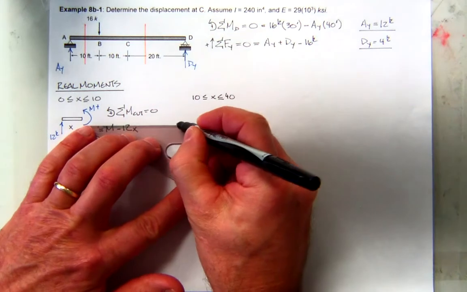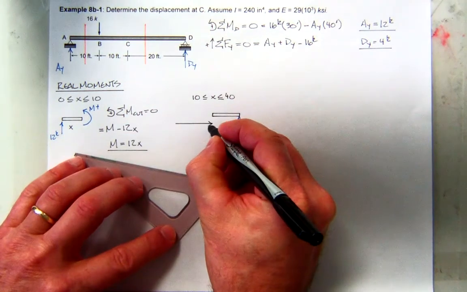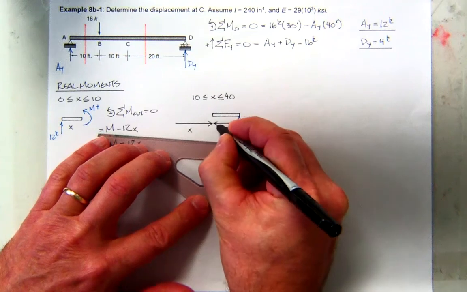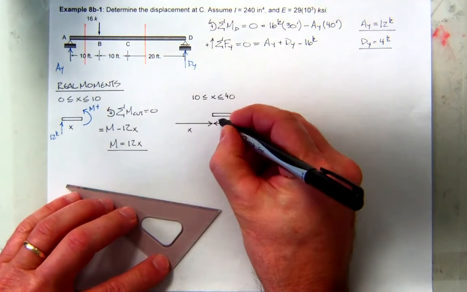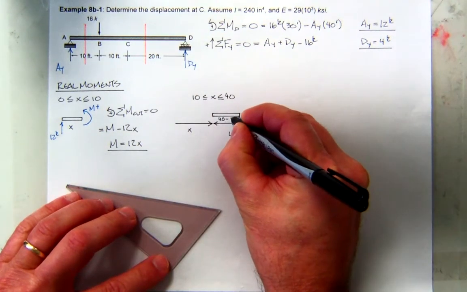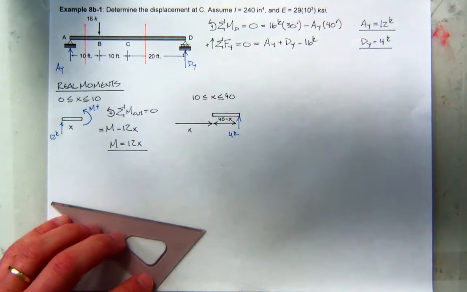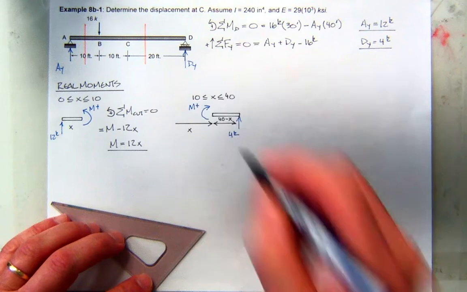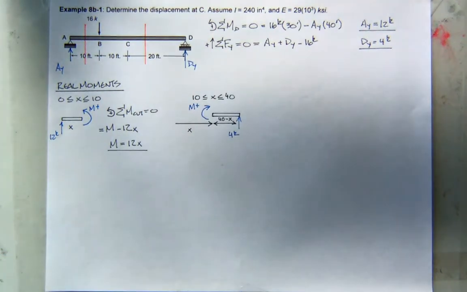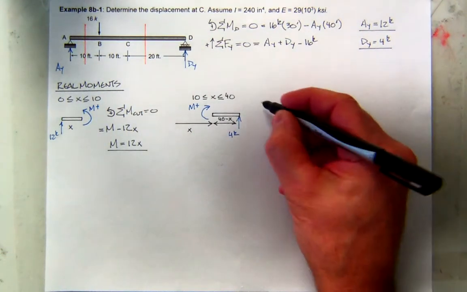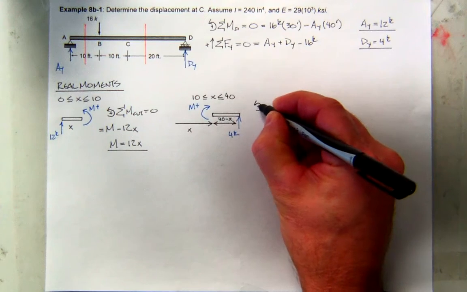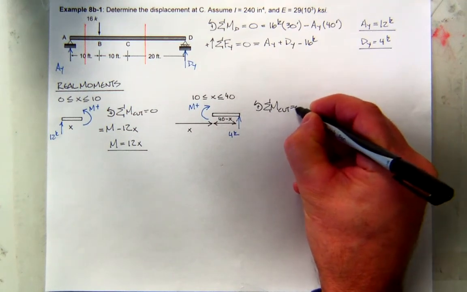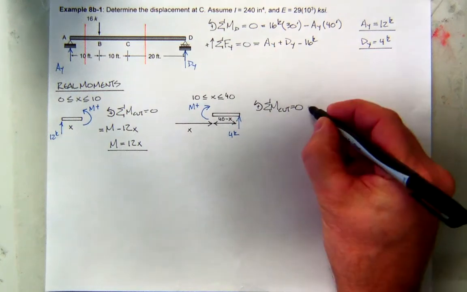Of course, we're measuring everything from the left, so it'll be x up to the cut, and then the remaining segment would be how long? 40 minus x. And then again, at that cut, I'll assume a positive bending moment. So I'll do the same thing I did before. I'll sum moments now at the cut. Again, right-hand rule for my sign convention.